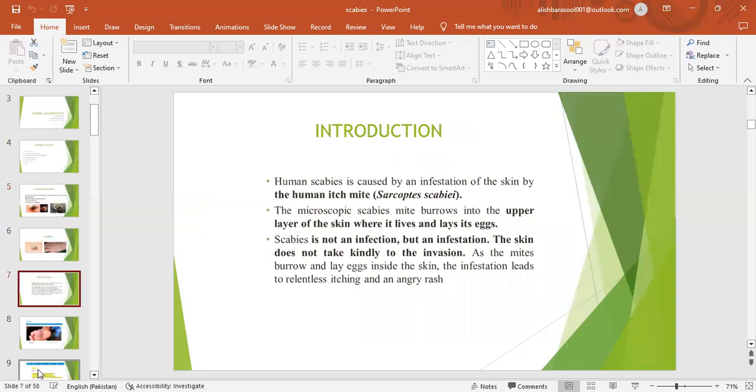Introduction. Human scabies is caused by an infestation of the skin by the human itch mite, Sarcoptes scabiei. The microscopic scabies mite burrows into the upper layer of the skin where it lives and lays its eggs. Scabies is not an infection but an infestation. The skin does not take kindly to the invasion. As the mites burrow and lay eggs inside the skin, the infestation leads to relentless itching and an angry rash.